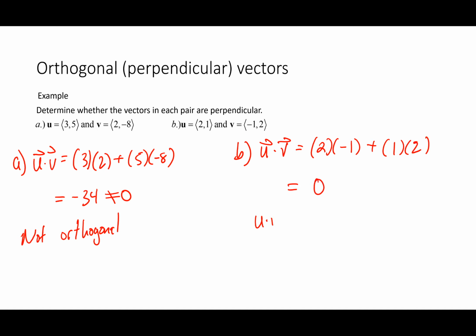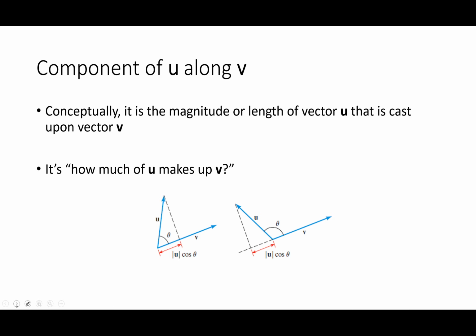Now another easy application of the dot product is to find this thing called a component. Now what is a component? Specifically, this is how you pronounce it: component of, for example, u along v. u and v are completely arbitrary. You can swap the positions, but typically, what is the component of one vector, the first vector, along another vector, the second vector? You can sort of think of component as the magnitude or length of, in this case, vector u that is cast upon vector v.